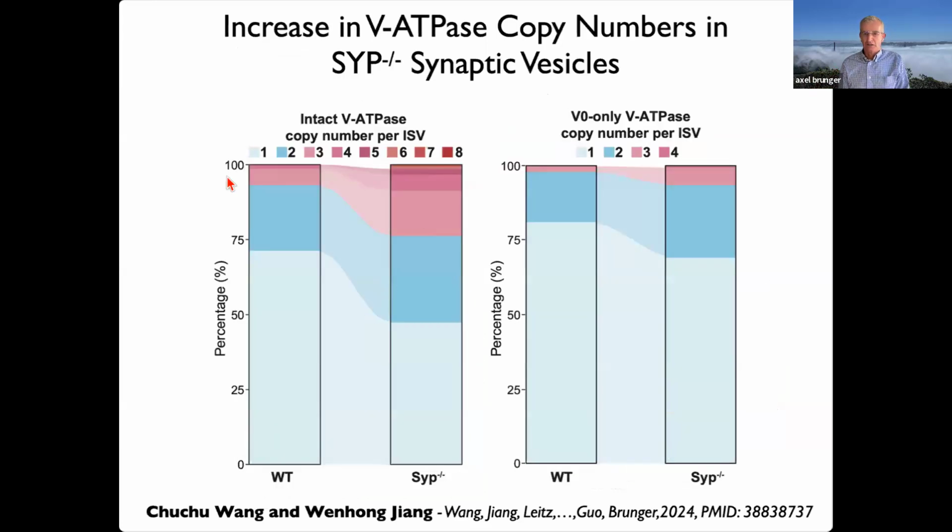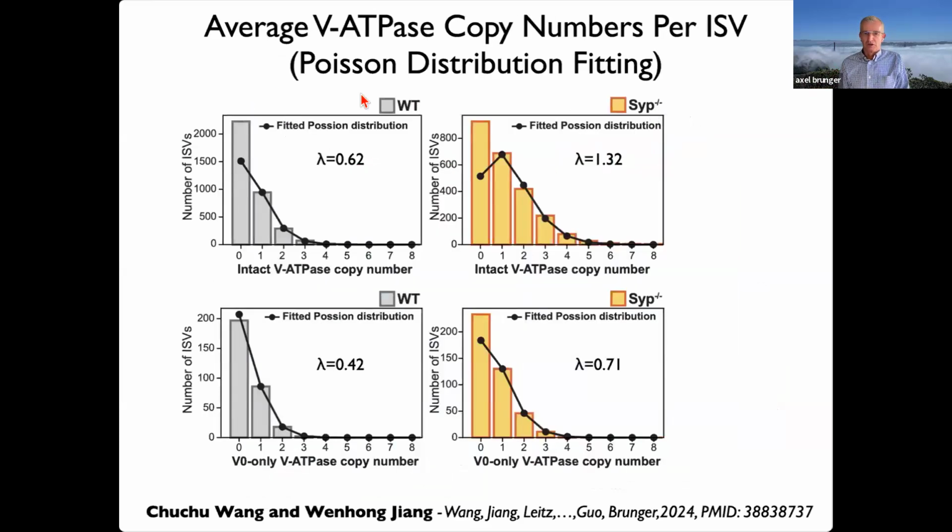So that's really intriguing. This just shows a graphical representation of the increase of the cases with many more VATPases per synaptic vesicle, in both the intact and the V0 only. And we did some Poisson model fitting to actually get the actual copy number, and it's roughly a 2.1-fold increase in the knockout when the synaptophysin interaction is missing. So what does this really mean? How can we explain that the absence of an interaction increases the copy number? So that was really the question.